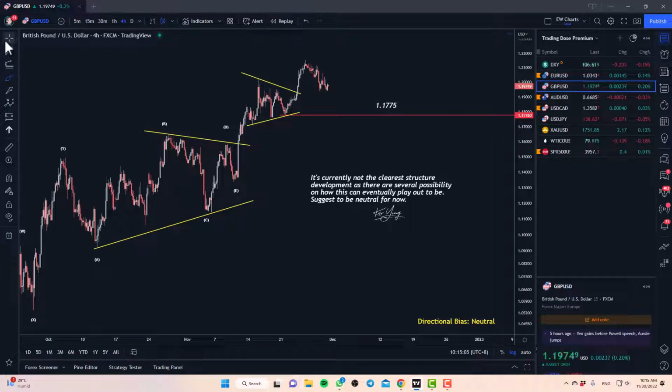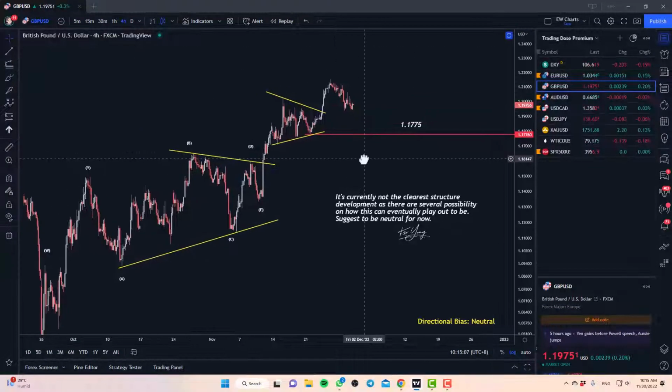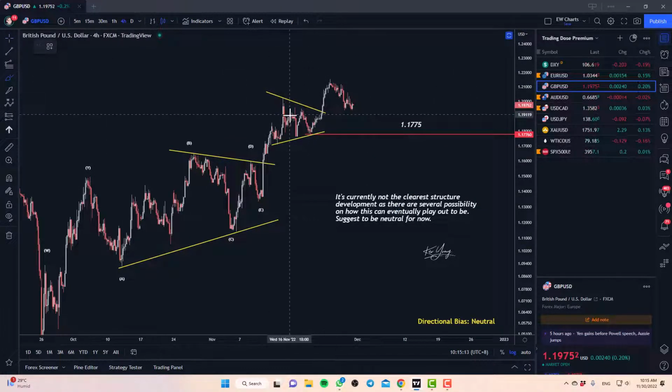Pound dollar, it's going to be a neutral perspective even as of today. There are different possibilities of how this can turn out. Initially we were looking at this as a triangle, and we expected this to just continue moving up impulsively, but as of now it seems like this is coming down, not really that corrective, and the momentum that we want to see on the upside is not that strong.